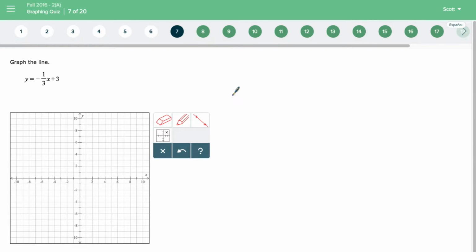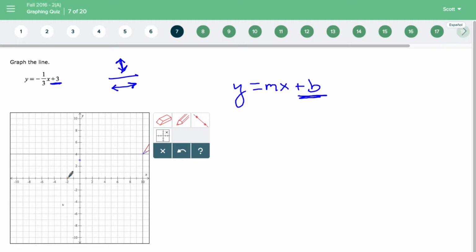Number 7. Number 7 is still in the y equals mx plus b format, where b is our y-intercept. So our y-intercept is at positive 3. So I'm going to put a point right there at positive 3. And from that point, remember that's my starting point, I have my slope, which is up and down, or rise over run. So my change in y, which is up and down, over my change in x, which is sideways.